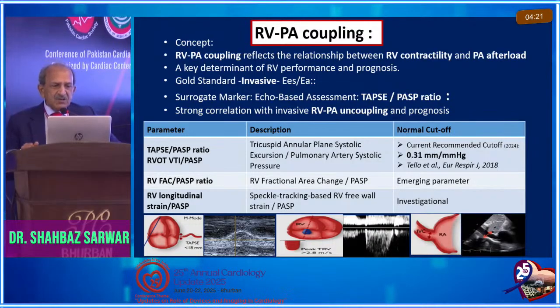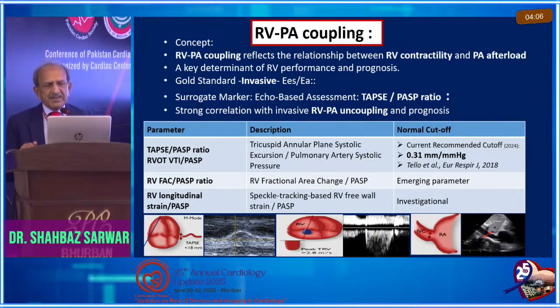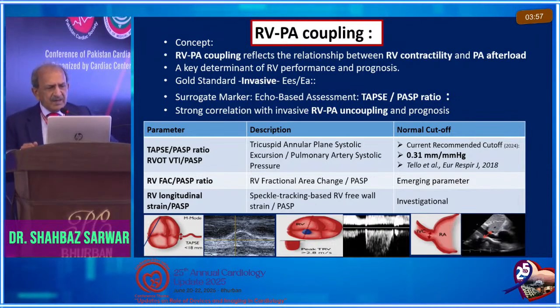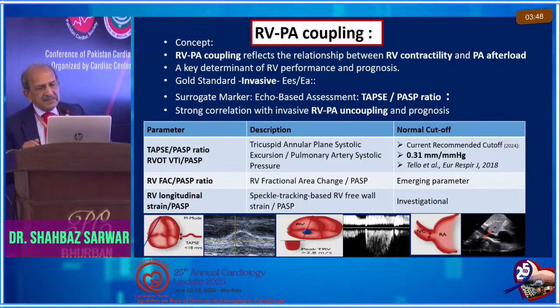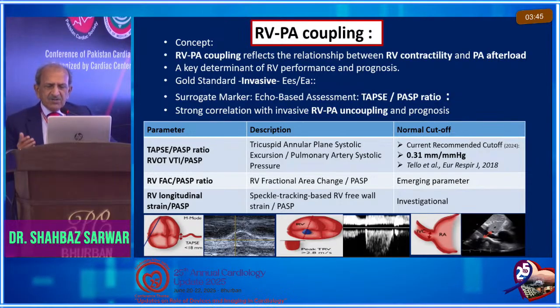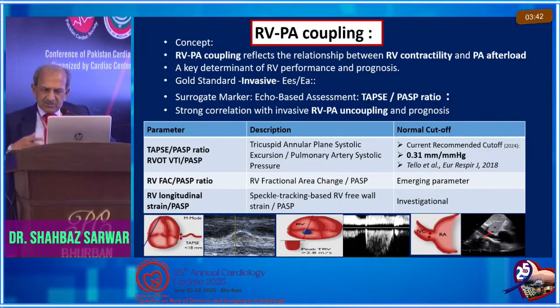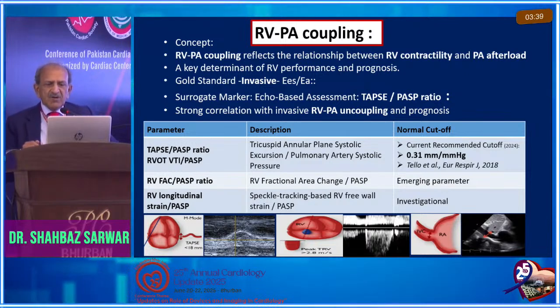Now, another new concept, that is the RV-PA coupling. This reflects the relationship between RV contractility and PA afterload. This is a key determinant of RV performance and prognosis. The gold standard is Ees by Ea, that is an invasive measurement, and the surrogate is an echo-based assessment of TAPSE by PASP ratio. This has a strong correlation with invasive RV-PA uncoupling and prognosis, and the normal, which previously was about 0.5, now the recent 2025 guidelines say that the normal cutoff is 0.31.